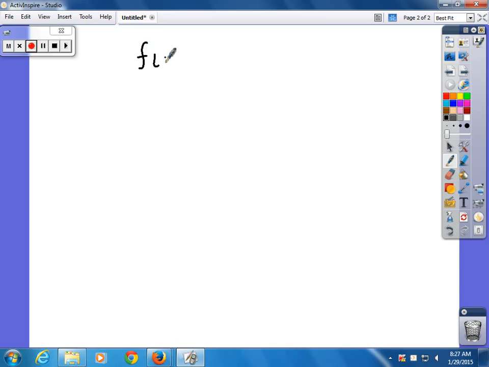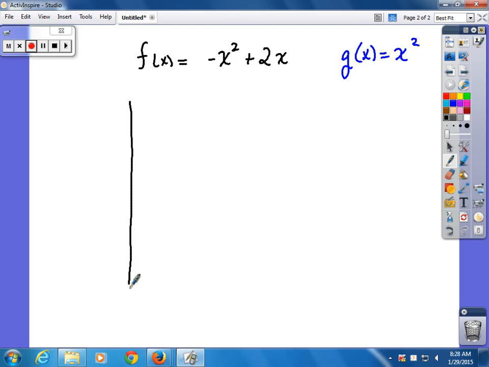f of x is equal to negative x squared plus 2x. And then g of x, I'll make it blue, is equal to x squared. So the first thing you do is you sketch it. Now most of the time they will have it sketched for you, but if they don't, you need to draw a sketch so you at least know what's going on.